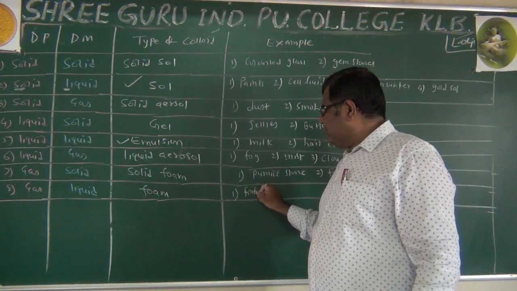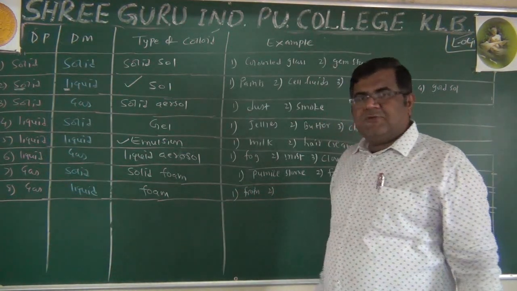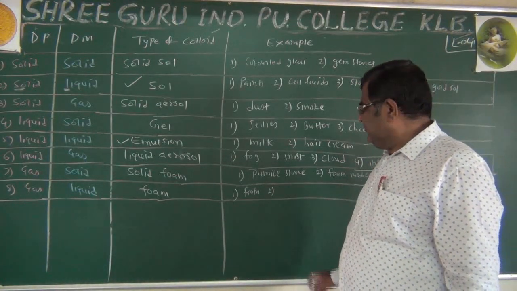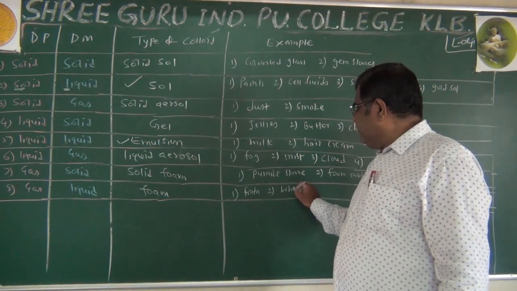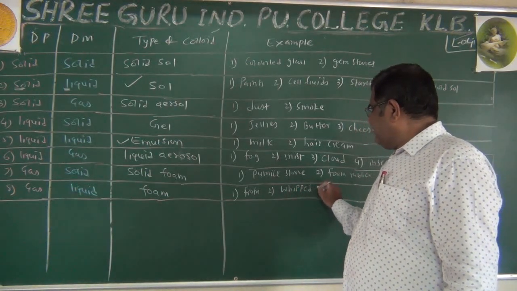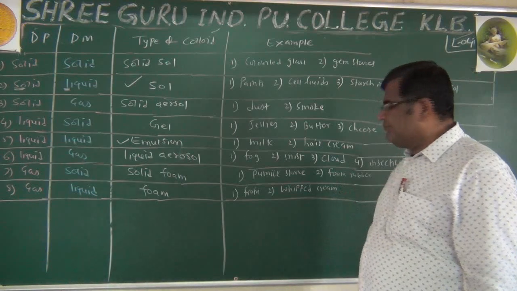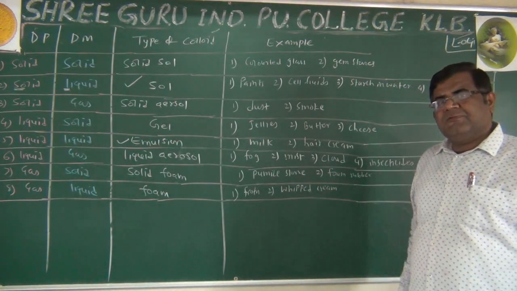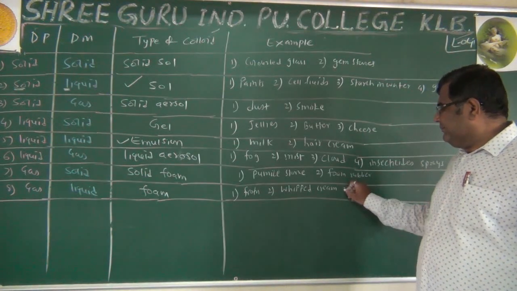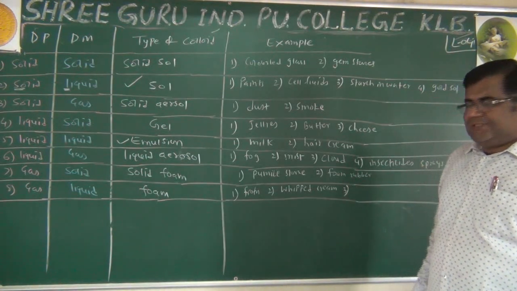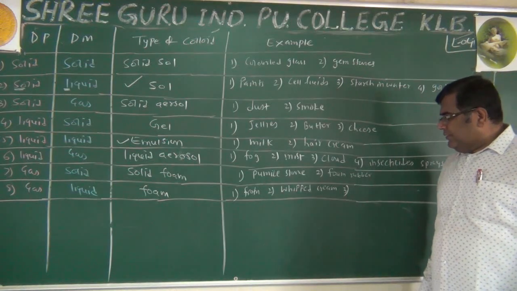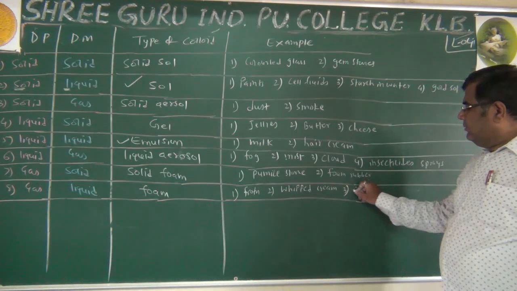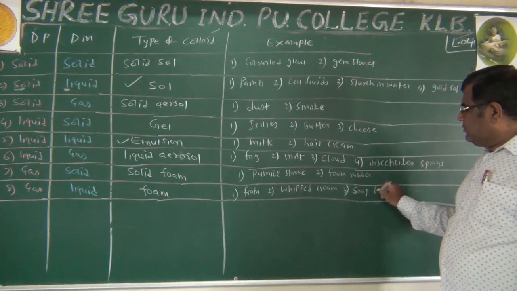This is froth, soap and water. That froth is nothing but gas in liquid. Whipped cream: cream which is whipped out. We call it malai. Malai, right. And the third one, soap lamp.